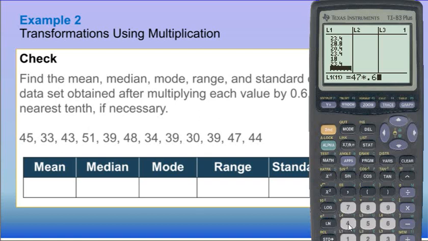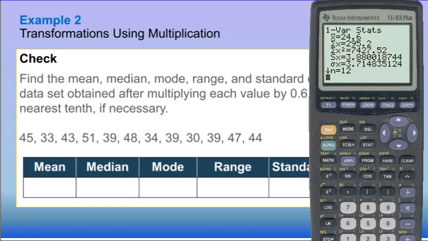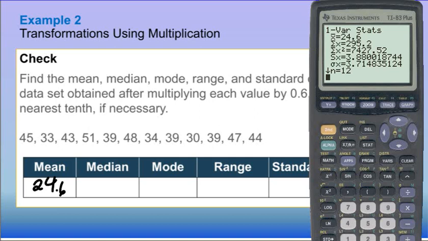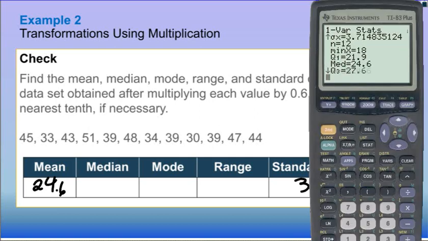47 times 0.6, and 44. Actually, no, that should have been 44 times 0.6, which gives us 26.4. Hit stats, number 1, enter. Our mean is 24.6. Our standard deviation is 3.7. Our median is 24.6.